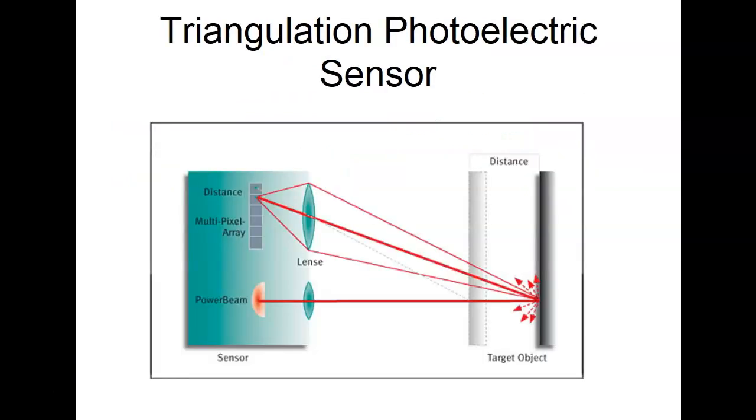So this is triangulation. Basically, we shoot a light beam, it bounces off the surface, and then we have several rays in here that sense the light, and depending on where it strikes, it indicates the angle that it's reflected from. Pretty straightforward. Yeah.